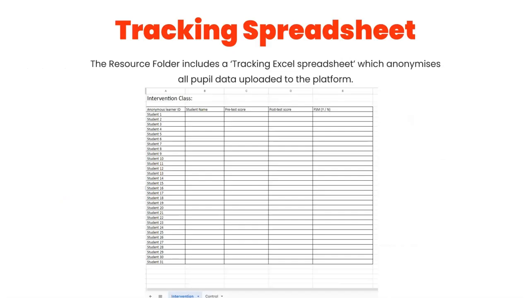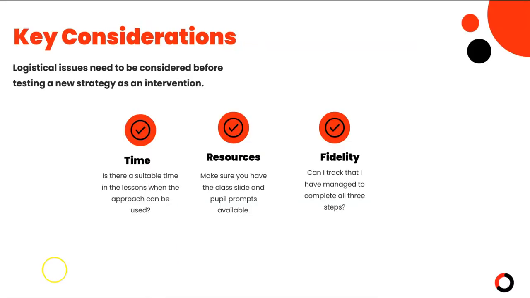Inside the resource folder, you'll find a tracking spreadsheet, which allows you to link an anonymized learner ID to a student in the class. Key considerations. Logistical issues need to be considered before testing a new strategy as an intervention, such as, is there a suitable time in the lessons where this approach can be used for independent learning practice? Resources. If you have a slide deck that you want to produce or the pupil prompts, please just make sure these are available. And then, is there a way of being able to check that the pupils have completed all 3 steps?